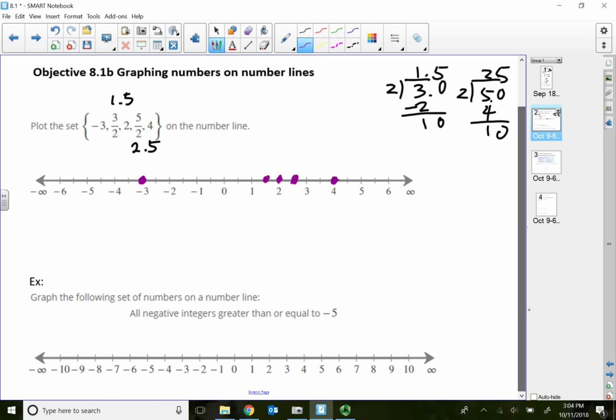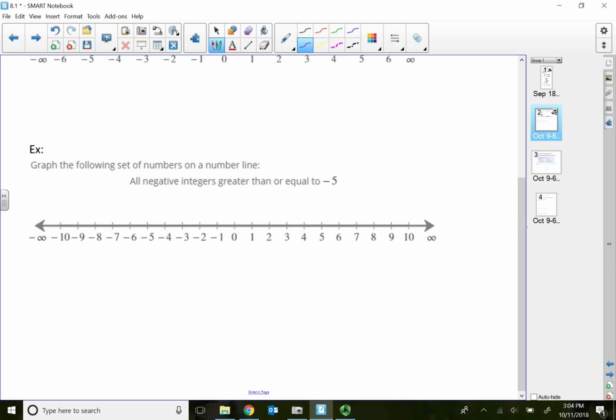All right, let's try this one. This is a very tricky example. We need to graph the set of numbers on the number line, and what we're going to graph here is all negative integers. Remember now, integers are positive and negative whole numbers. This time I just need to plot negative integers. All right, plot all negative integers.